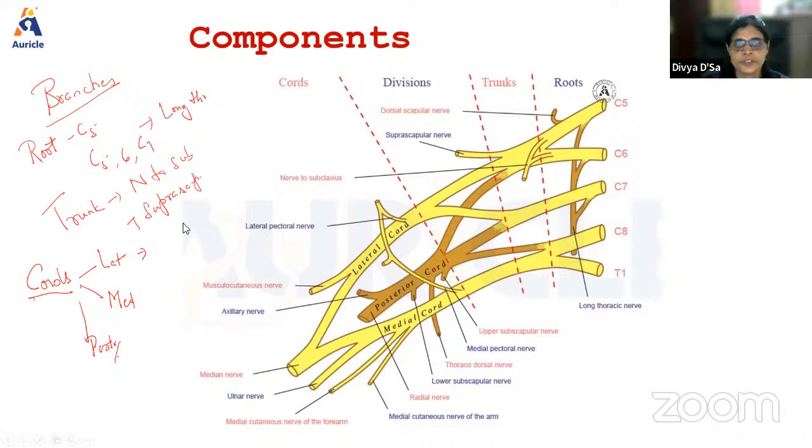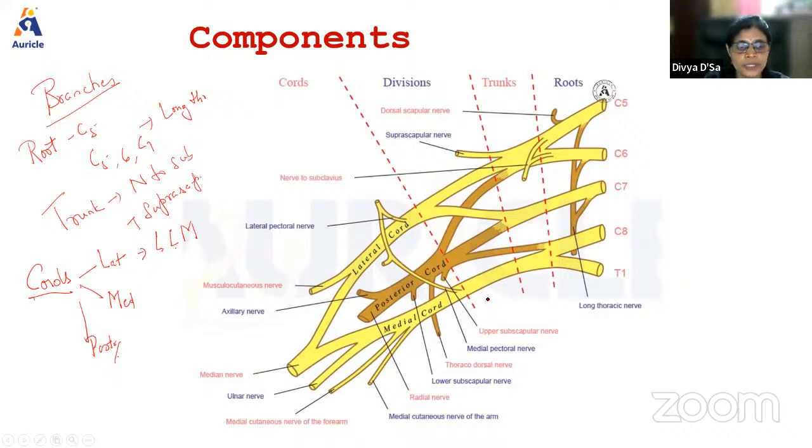Here, if you see, the lateral cord will give three branches: the lateral pectoral nerve, the lateral root of median, and the musculocutaneous nerve. Here you can see one is the lateral pectoral nerve. Then it gives the lateral root of median. Here you can see this is the lateral root of median. And the rest continues as the musculocutaneous nerve. That is from the lateral cord.